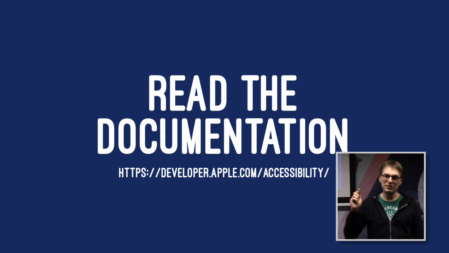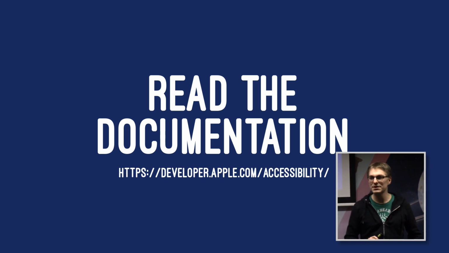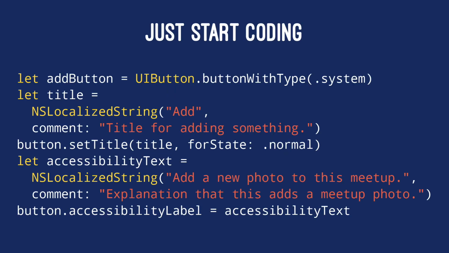And also, read the documentation. There's a lot of it. The accessibility features on iOS and macOS are constantly improving, and they're adding new stuff, and basically you'll be amazed at what you can support. And lastly, just start doing it. Most accessibility features can be enabled in 1 line of code, 2 lines of code, and it's actually very easy.